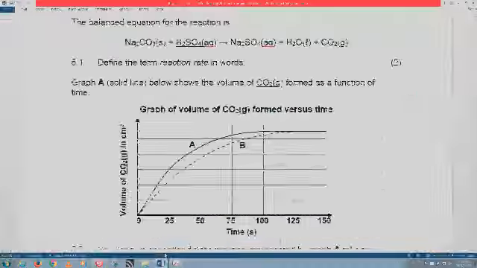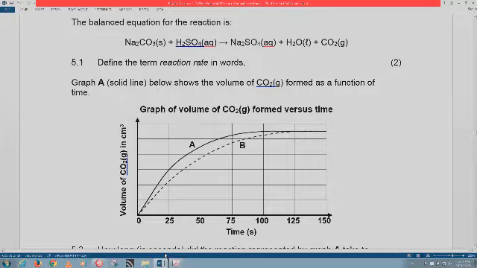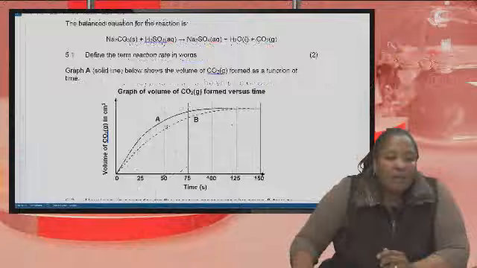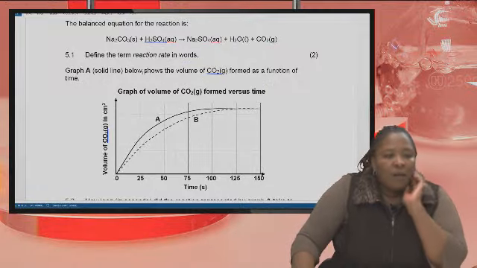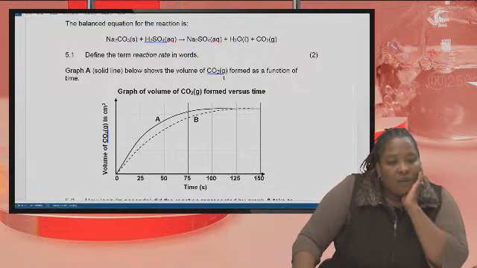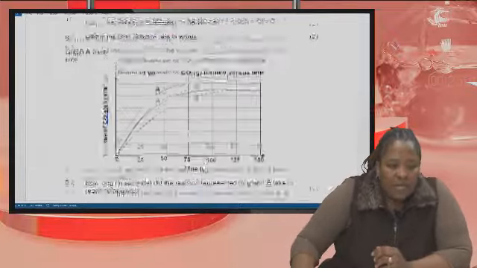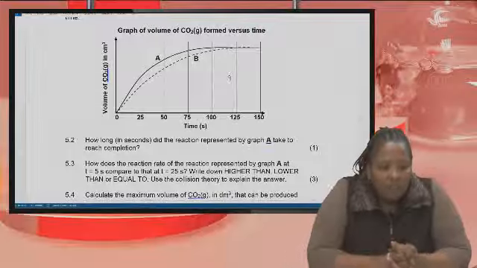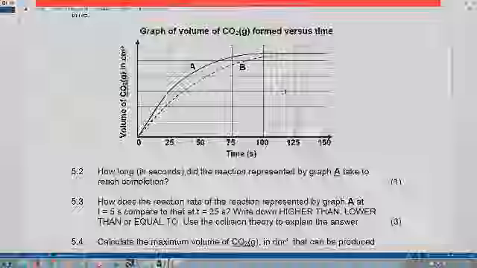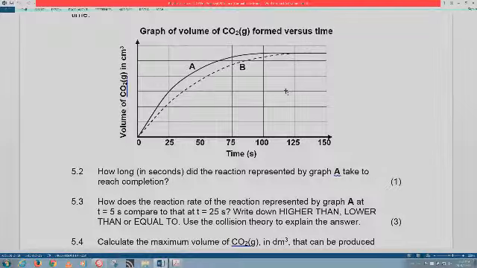And then 5.2. Graph A, which is represented by a solid line there in the graph, shows the volume of carbon dioxide gas formed as a function of time. And then the graph is given. 5.2: how long in seconds did the reaction represented by graph A take to reach equilibrium?